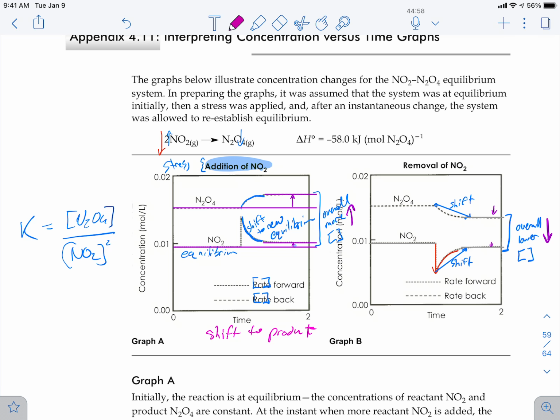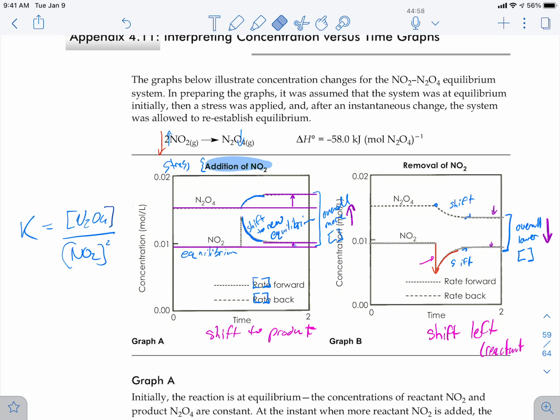So let's look at NO2 here. We are removing NO2. So we see the stress here of the removal, a sudden decrease in concentration, and then the shift will be the opposite. In order to shift opposite to a decrease in concentration of NO2, we need to shift left, or shift towards reactant. So the reactant will see the increasing curve, and the product will see the decreasing curve. That's where those shifts are coming in.